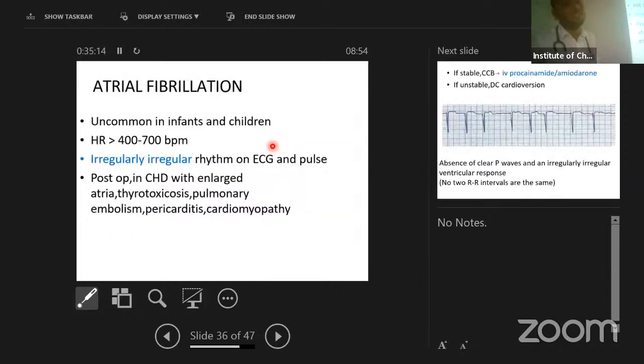Atrial fibrillation is very uncommon in infants or children. Heart rate is more than 400 to 700 beats per minute. It is an irregular rhythm on ECG as well as in the pulse. It is generally seen in post-op surgical cases or in congenital heart disease with enlarged atria, thyrotoxicosis, pulmonary embolism, pericarditis, or cardiomyopathy.